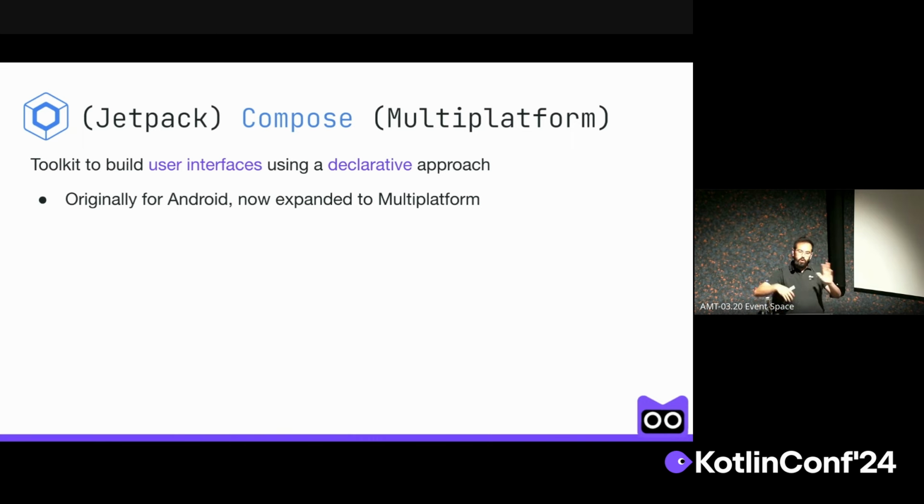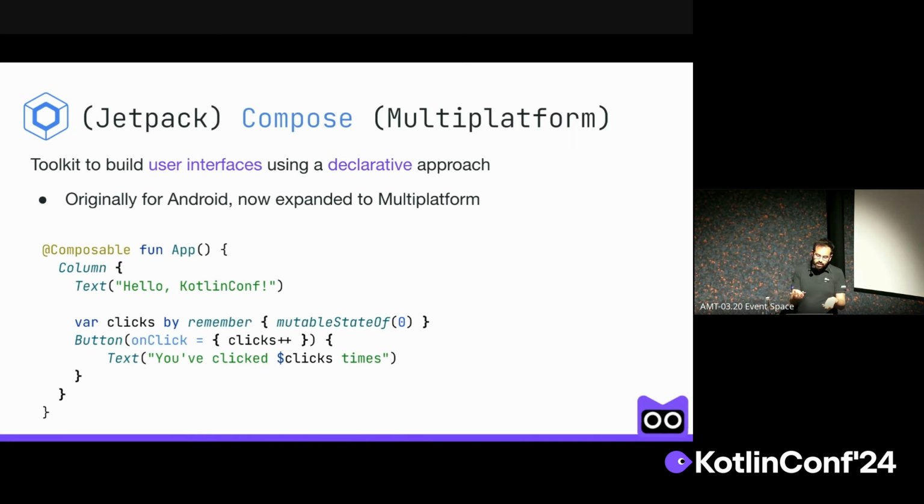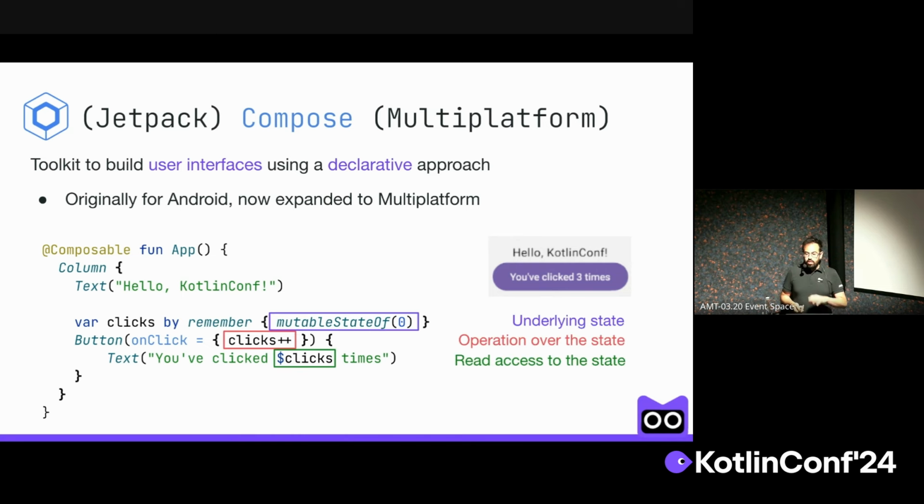So Jetpack Compose Multiplatform, whatever you want, that's a toolkit to build user interfaces using a declarative approach that was originally from Android, but if you haven't heard about it, now it's expanded to multiplatform. And this is a very simple example in which I'm creating an application with some text which says hello Kotlin conf, and then a button which I can click, and every time I click, I increment a counter, and the text of the button will change. So you've clicked 3 times.